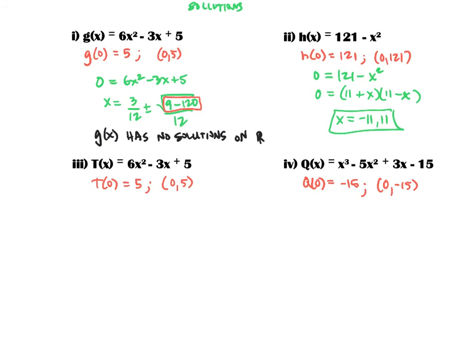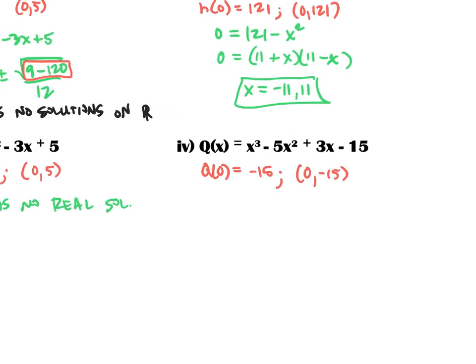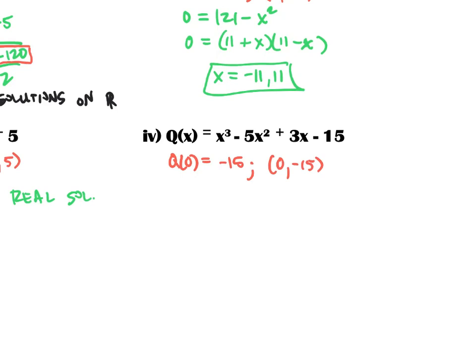It looks like t of x is exactly the same as g of x. So yeah, we're not going to do that one, but we would say that g of x has no real solutions. That was nice and fun. Let's look at q of x. I'm guessing this is probably a factor by grouping. Let's set this equal to 0.